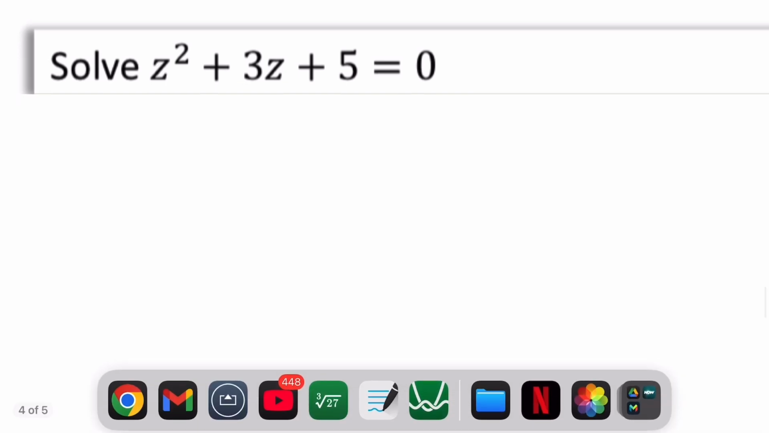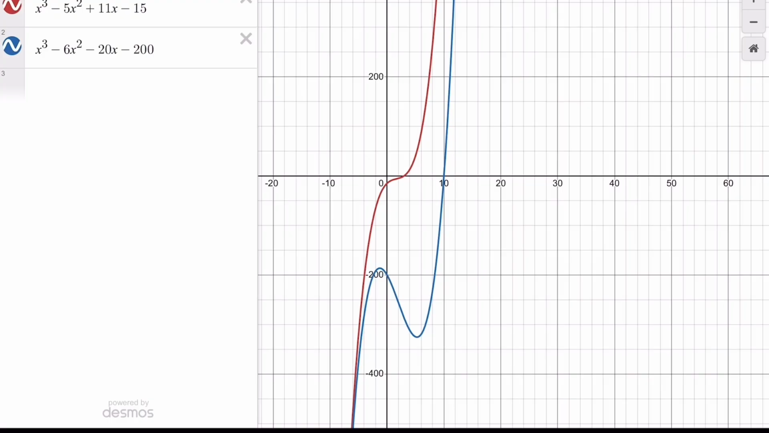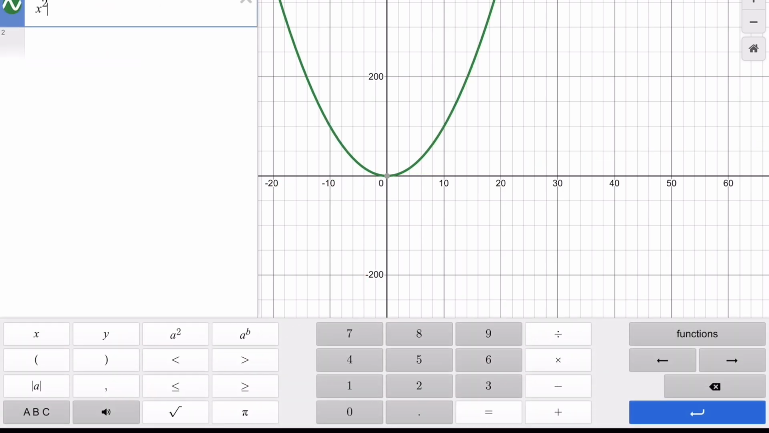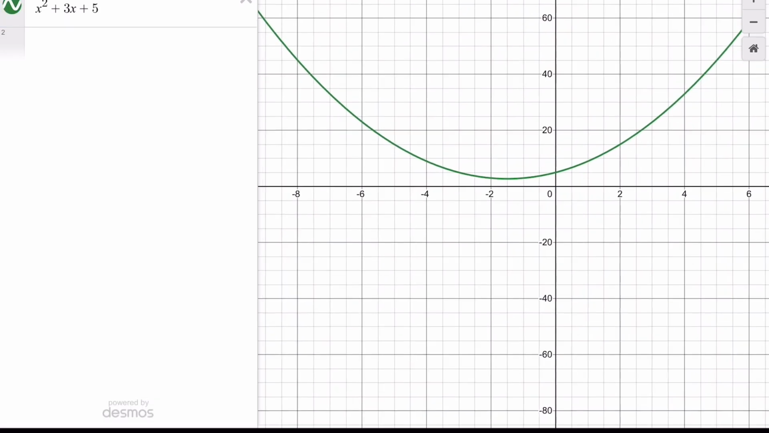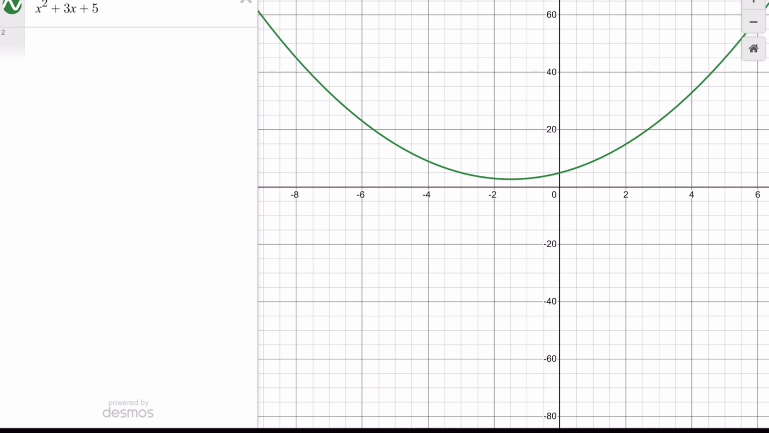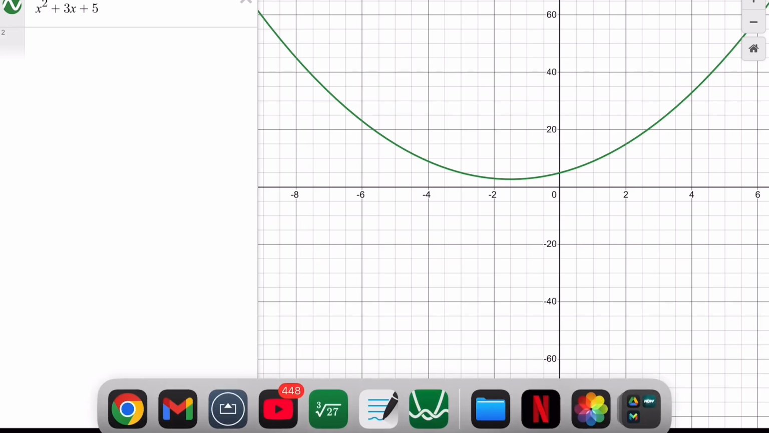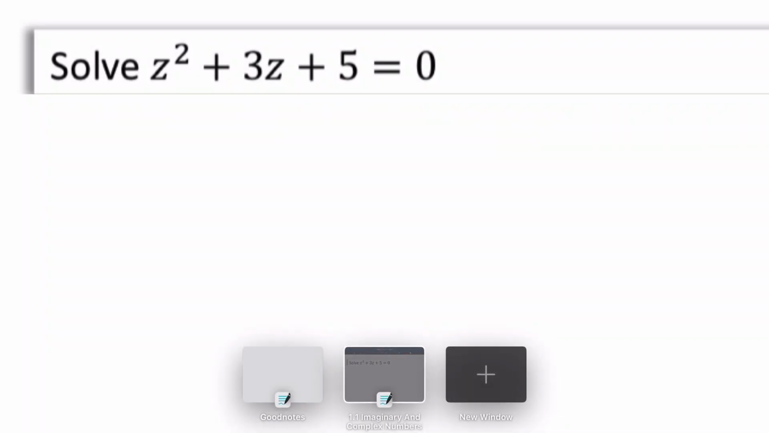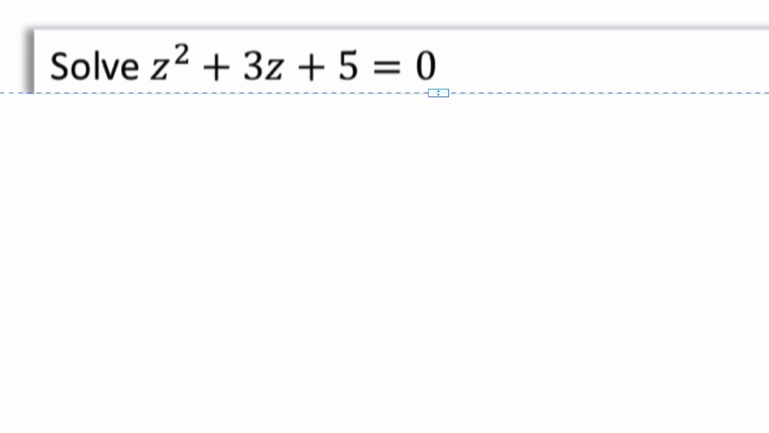Naturally, if I flip over to decimals and type that in, I'll do x squared plus 3x plus 5 for this case. We can see here it's very close, but there will be no roots, or no real roots. But if we look at it in terms of complex numbers, we come back to the equation. We can use our quadratic formula in this case, or we could complete the square.